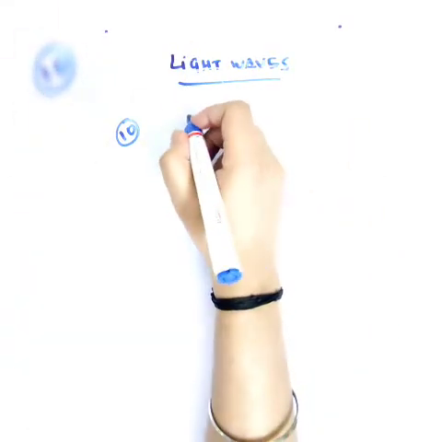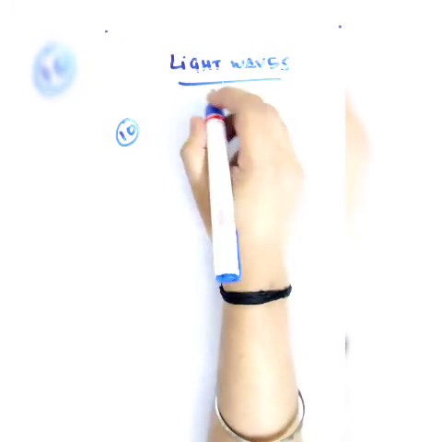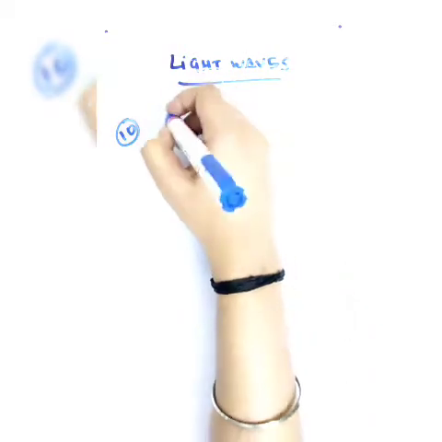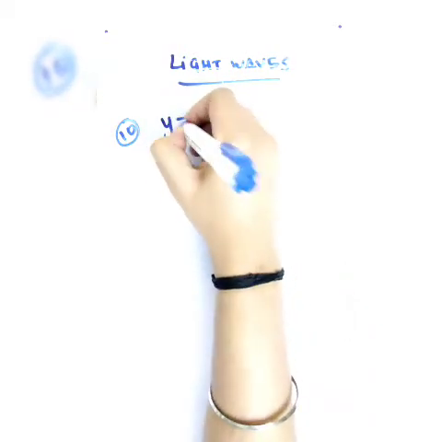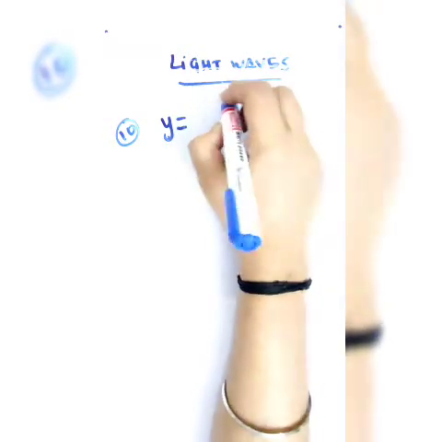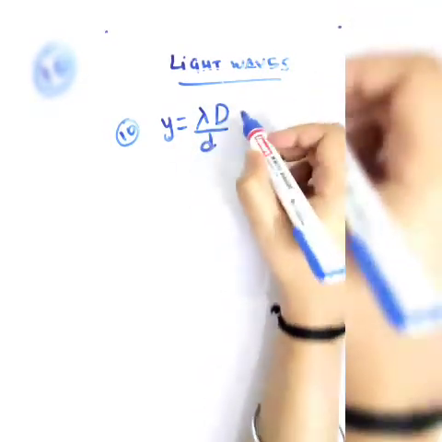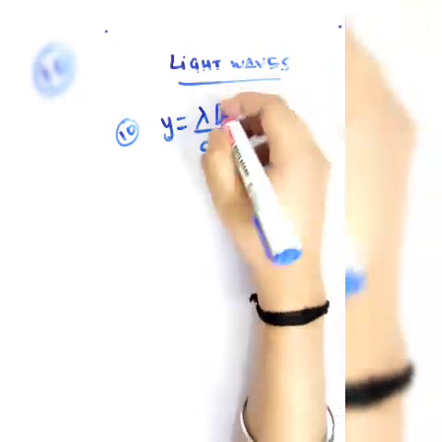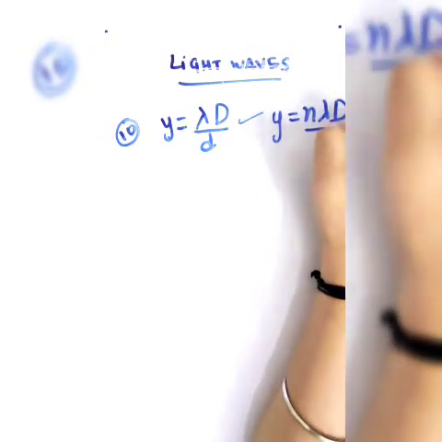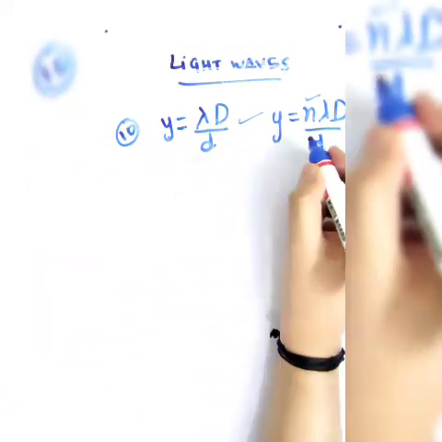Now coming to question number 10. In this question we are given two sources of light and we have to find the linear separation between the first maximas. Let y be the distance of the first maxima from the central bright fringe, which is equal to lambda D by d. This is a known formula. The generalized formula is n lambda D by d, so you keep substituting values of n and you will get the corresponding maxima.